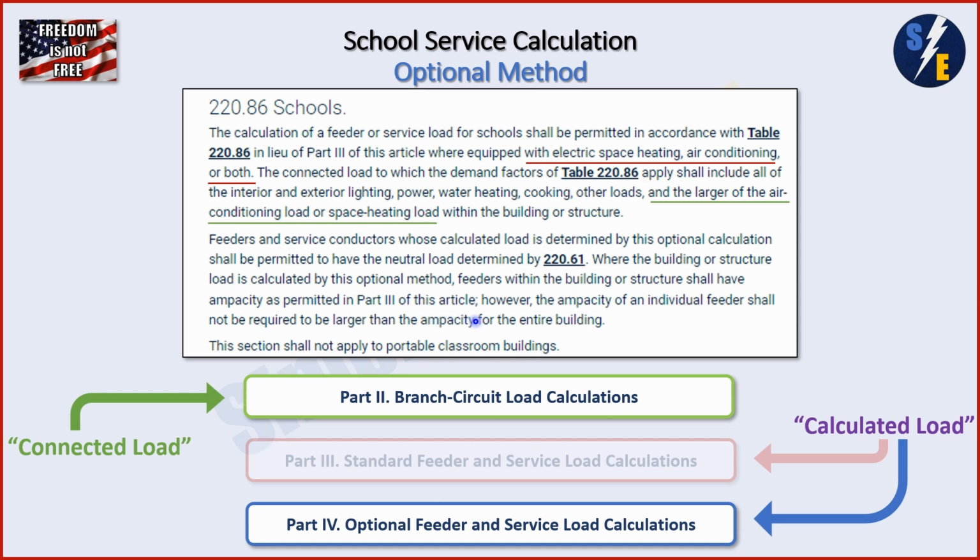the standard method, ends up with a higher ampacity than the actual service on the building using the optional method. You don't have to use the higher of the two ampacities. That feeder is only required to be as large as your optional method building service ampacity. So that's all that's talking about, not a big deal.